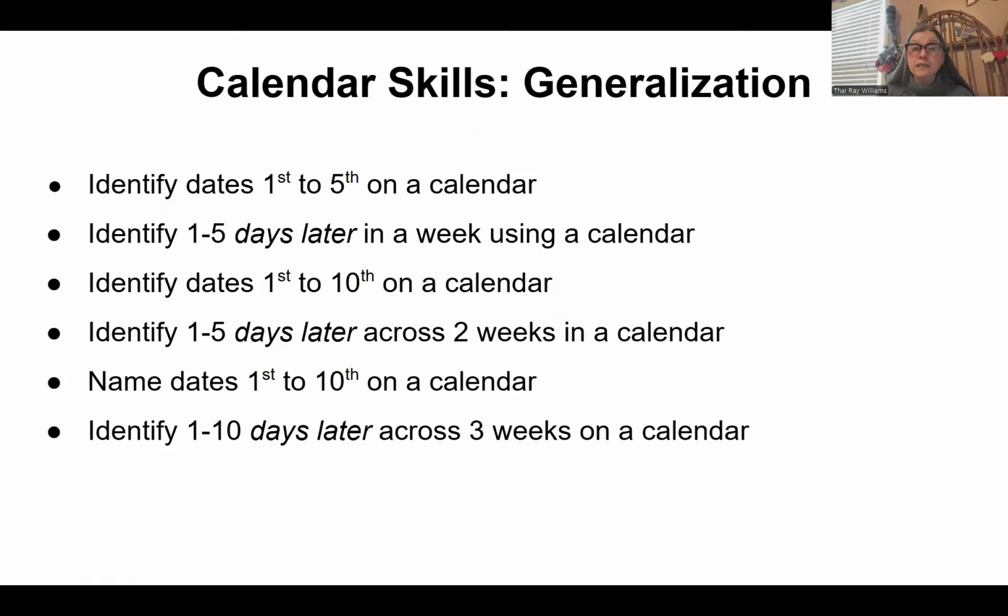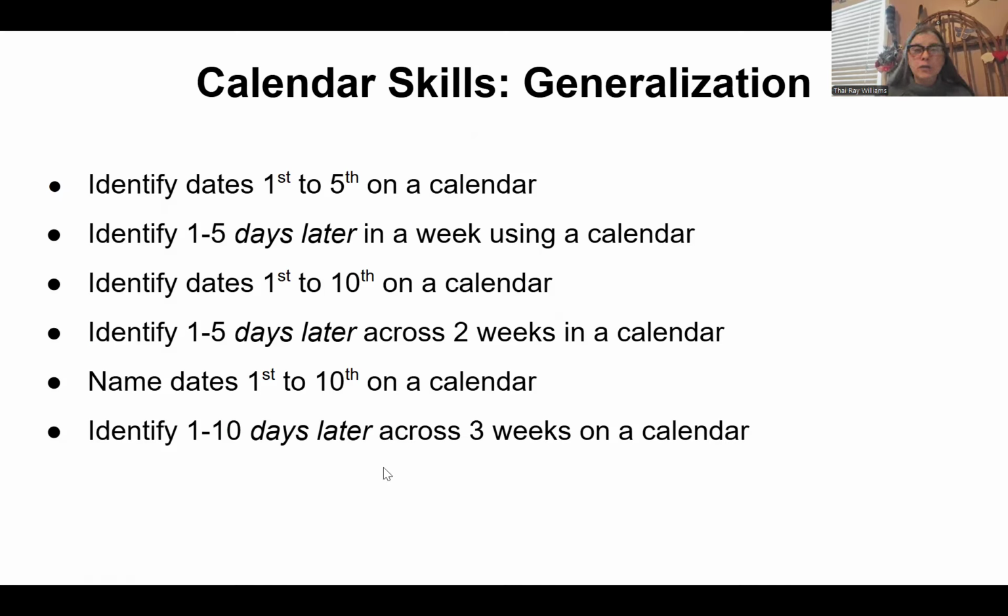Then you're going to identify 1 to 5 days later, or how many days until something is about to occur. How many days until we're off? We're off on a Friday. Perhaps we have a teacher work day and you get to stay home.